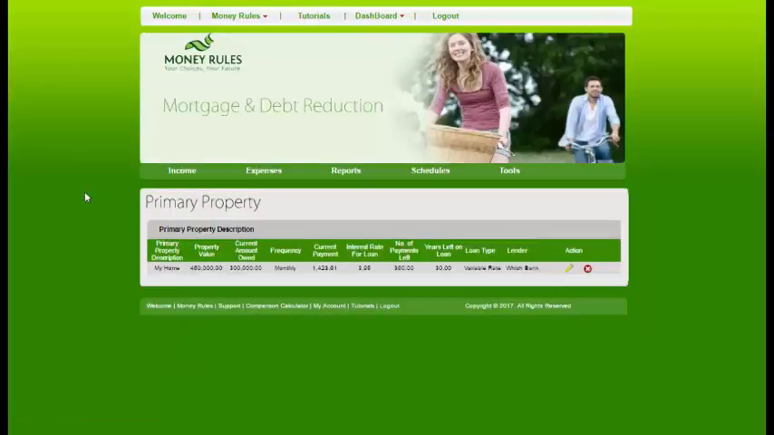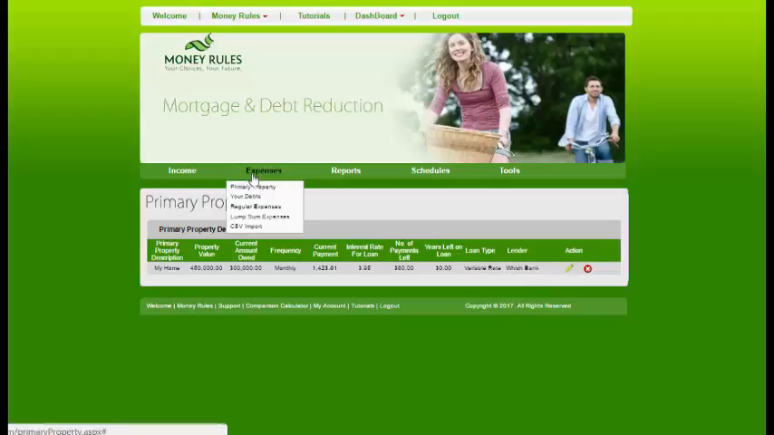So they've got their primary property, it's worth $450,000. $300,000 mortgage on it, they pay it monthly, that's their monthly payment. 3.95% interest rate, number of payments, they've only just taken this out, so they've got 30 years or 360 payments. Based on monthly, it's a variable rate, and it's with which bank? Any editing needs to be done, we just click on the pencil and make the changes.